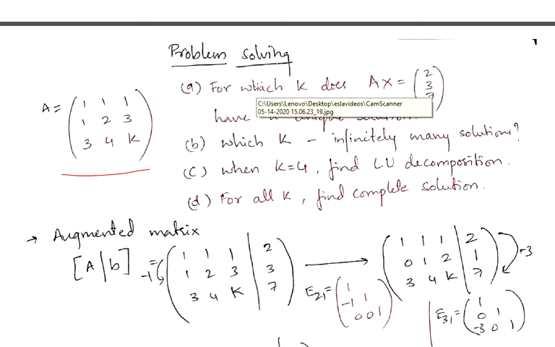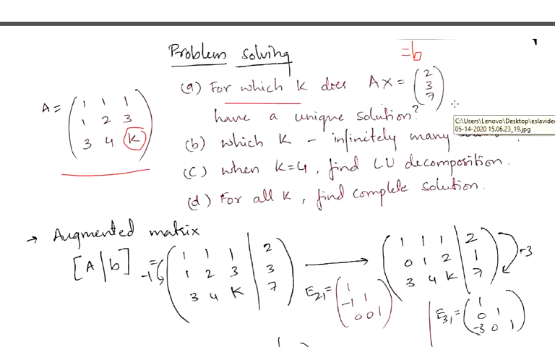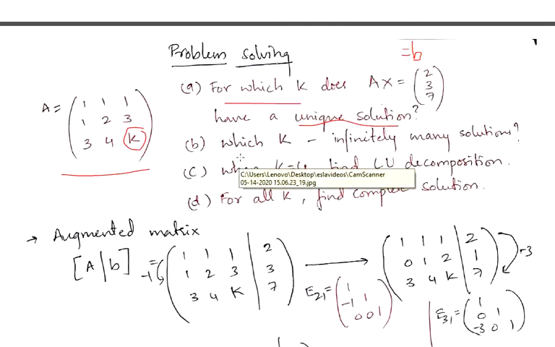So here the first question is: for which k, meaning in matrix A one value is not given, does Ax equal to (2, 3, 7) have a unique solution? This is in the form Ax = B, which means we are dealing with a non-homogeneous system of equations. Then question B is: for which value of k will we have infinitely many solutions?